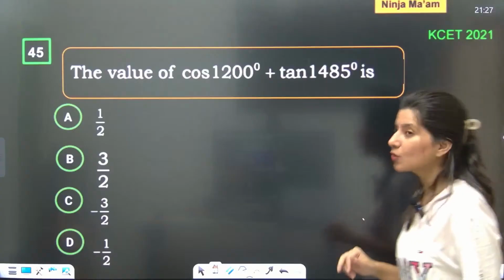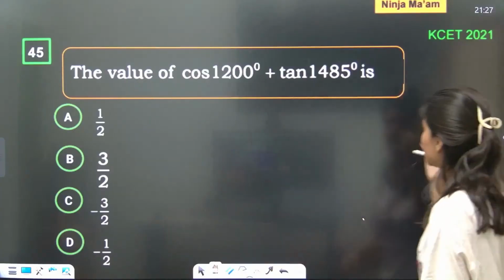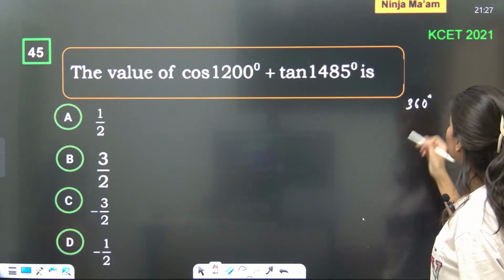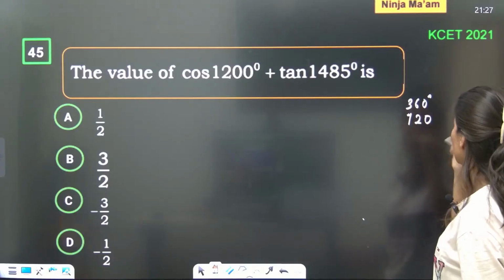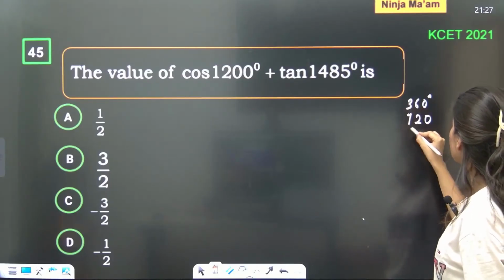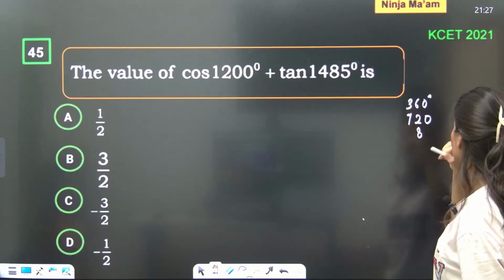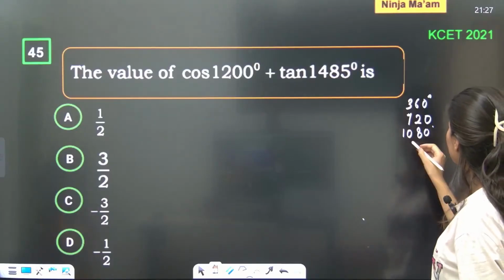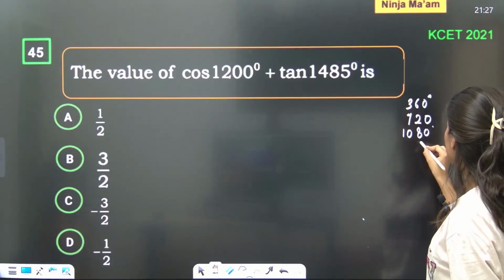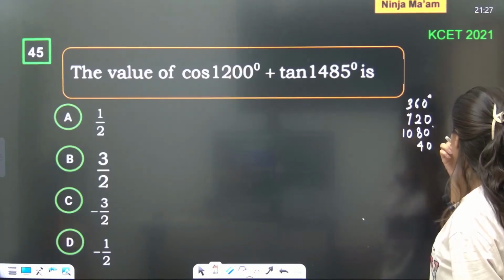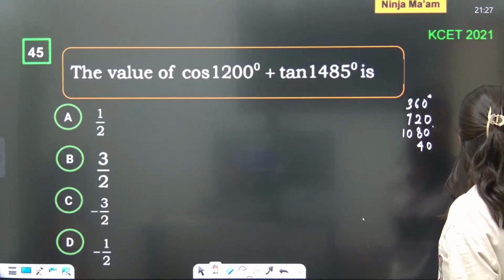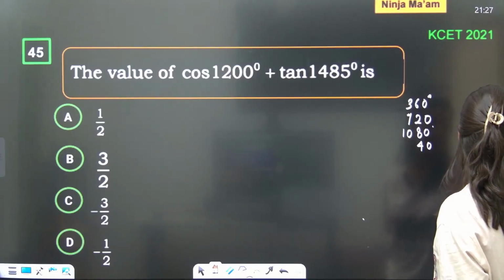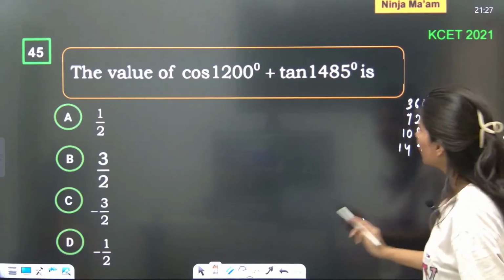Now, this question, cos 1200. And this angle. See, we need to write the table of 360. 360 degree. Then 720 degree. Okay, then if you add 360, this is 1080 degree. One more time, if you add 360 degree, this is 1440. I think till here we are fine.